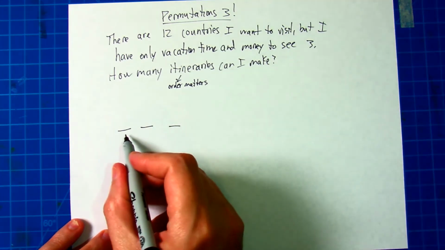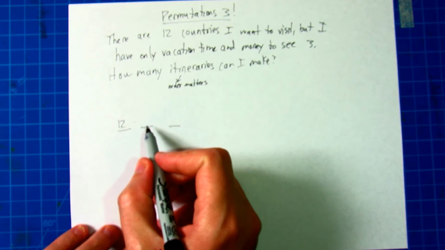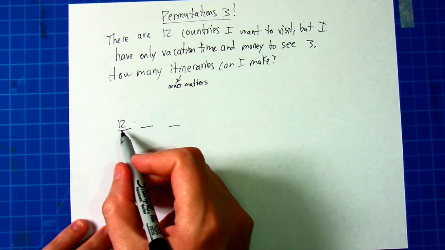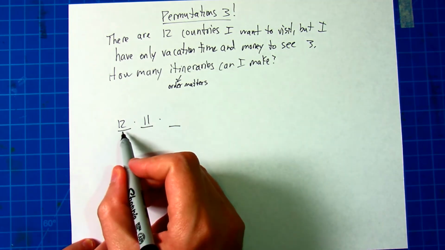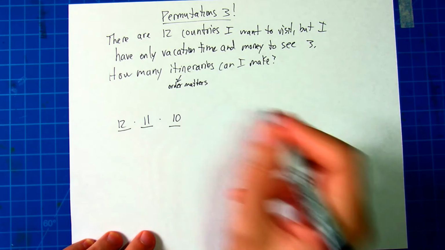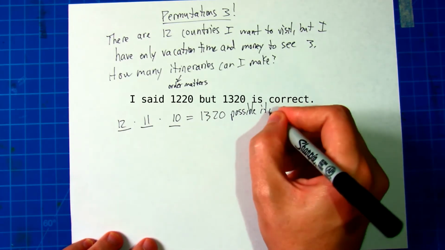How many choices do I have for the first one? 12 choices for the first country. Now, how many choices do I have after that? Well, travel logistics notwithstanding, there are not 12 countries anymore. There's only 11 because it's assumed that I've already visited this country, so I'm not going to revisit it. So there are only 11 choices left, and then 10 after that, for a total of 1,320 possible itineraries.